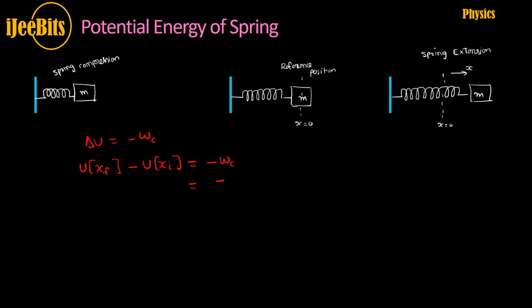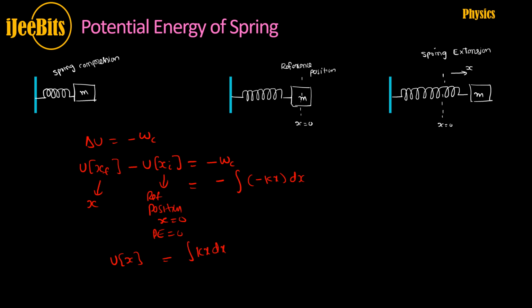We can represent this as integration of minus kx dx, right? So at xf would be any arbitrary position x. Initial value is a reference. Let's take a reference position. Reference position means x equal to 0. At x equal to 0, your potential energy would be 0, and hence I will neglect this one. What I say, at arbitrary x position, my potential energy U equal to, so this is kx dx, isn't it?